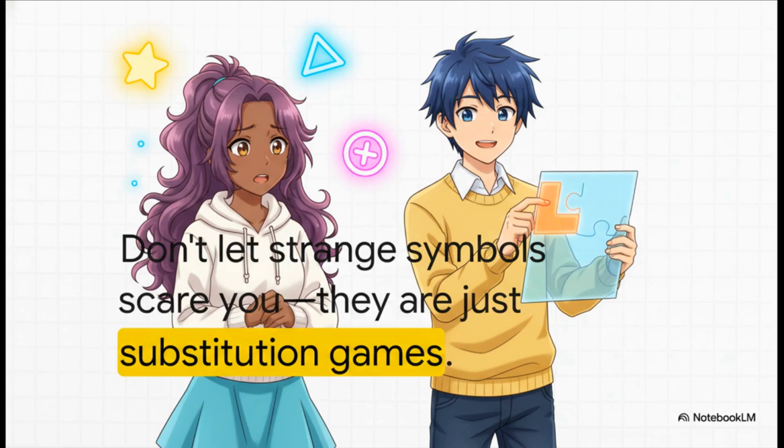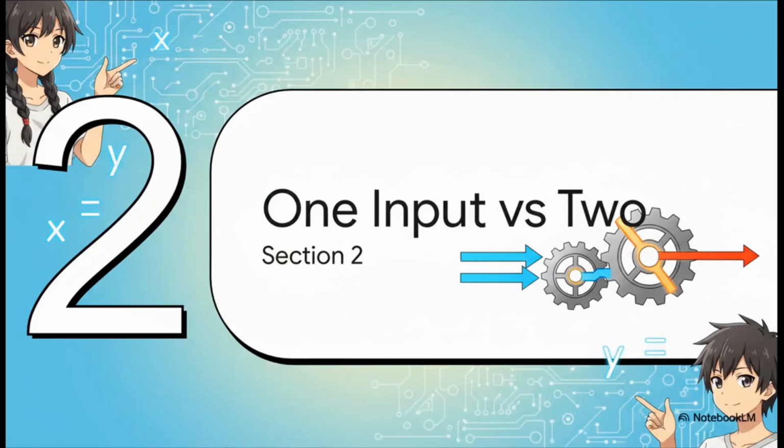Actually, they're just placeholders. They represent a custom rule, like a unique mathematical recipe, invented specifically for that one single question. The symbol itself literally has no fixed meaning outside of that specific problem. Its only job is to tell you how to combine your numbers. Really, all you're doing is playing a game of substitution. You're just matching a pattern to a given rule. And once you see it that way, the anxiety completely disappears. Moving right along to Section 2, one input versus two.